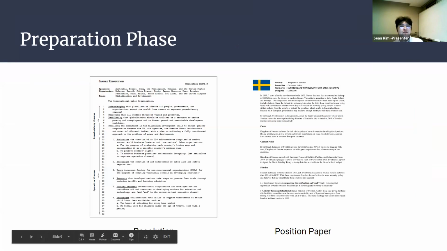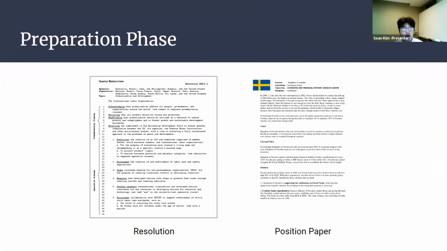So the preparation phase oftentimes differs by ROP, and the preparation phase is what this initiative helps the most. So this differs by ROP, and you do things like researching about the topic, preparing an opening speech, preparing a resolution, preparing position papers, preparing speeches, and sometimes you even prepare amendments beforehand.